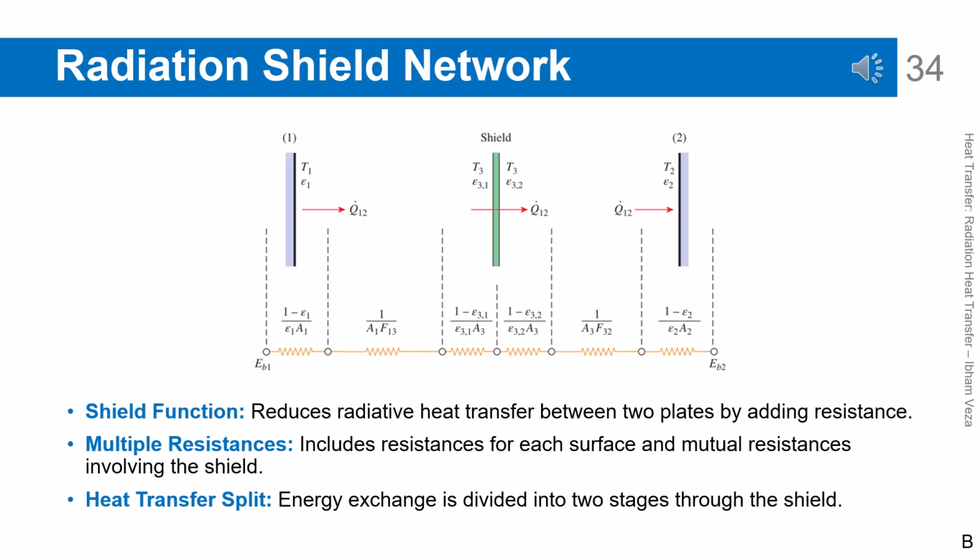Radiation shield network. A radiation shield is used to reduce heat transfer between two surfaces. By adding one surface in between, the number of resistances in the system increases. Heat transfer now has to pass through two stages of radiation. This significantly reduces the total heat transfer rate. This principle is widely used in thermal insulation and heat shields.